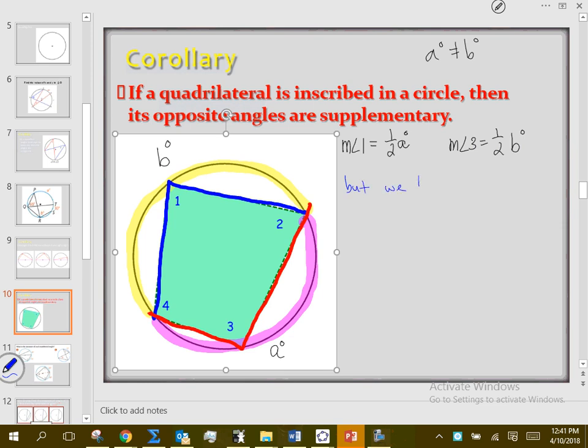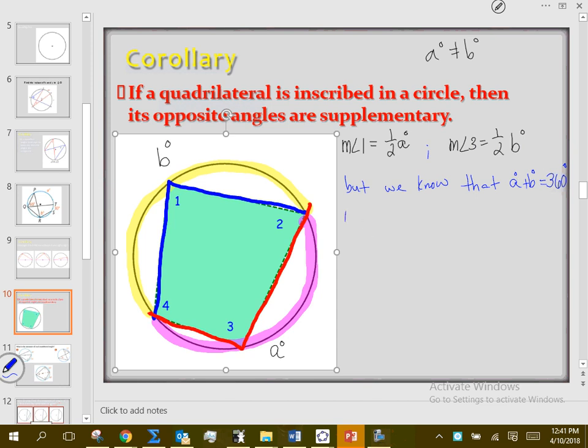Maybe, all right, but we know that A plus B should equal what? If I look at this picture, it should be 360 degrees, right? Gives me the entire circle. Okay, so measure of angle 1 equals 1/2 A, measure of angle 3 equals 1/2 B. But we know that arc A plus arc B is 360 degrees.